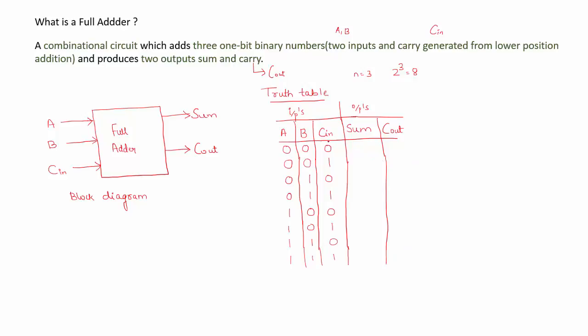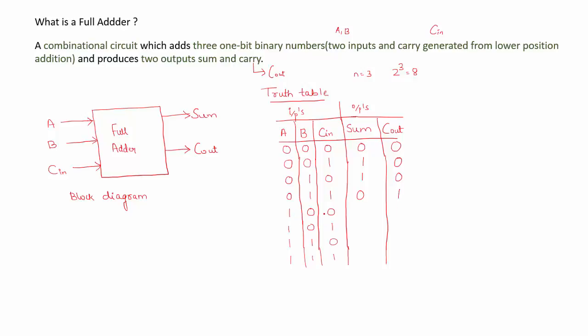Now let us determine what is the sum and C out for each of the combination. When the input is 0, 0, 0, sum is 0 and C out is 0. When the input is 0, 0, 1, sum is 1 and C out is 0. When the input is 0, 1, 0, sum is 1 and C out is 0. When the input is 0, 1, 1, sum is 0 and C out is 1.